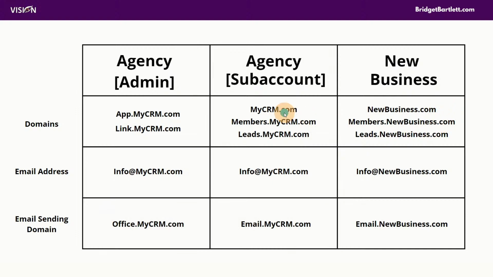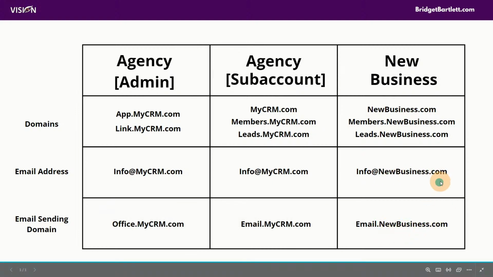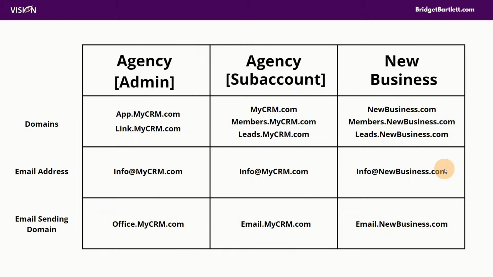As you can see here, the same as this sub account, I'm still going to have my own domain here. members.newbusiness.com is going to be my membership area. If I create a sales funnel for this business, it's going to be like leads.newbusiness.com. I'm going to create a new email address for this, so it's going to be like info@newbusiness.com. And then, of course, I'm going to create my own email sending domain connected to this domain within this account.